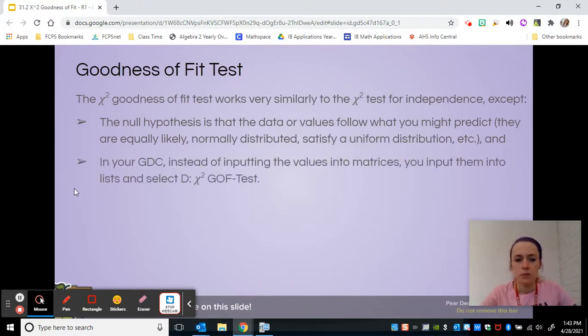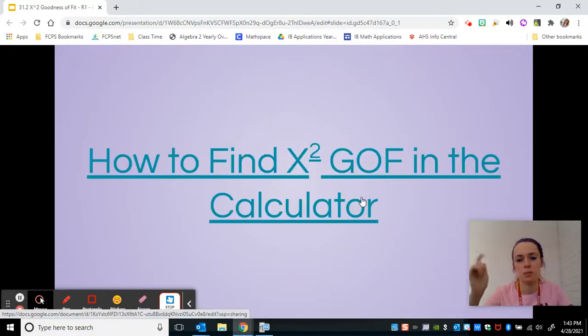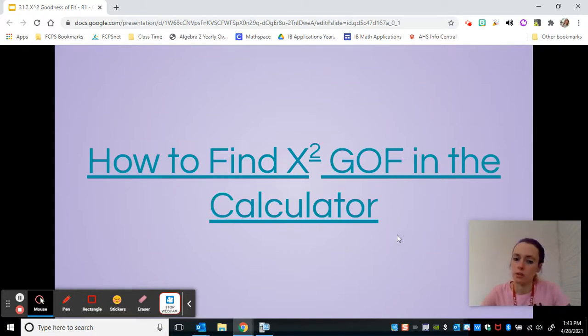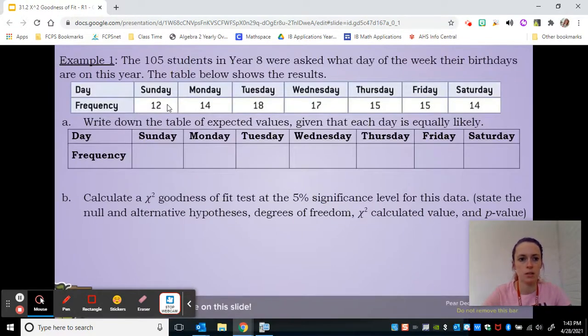The other piece of difference is that in your graphic display calculator, instead of inputting the values into a matrix, because we would have a whole table in our test for independence, when we only have one single variable, we're going to take those values and put them in a list and then obviously choose the goodness of fit test. All right, so in this document, which I'll link below, is how to find the goodness of fit calculated value in your calculator, both with the older versions of the TI and with the newer versions. So let's get into an example.